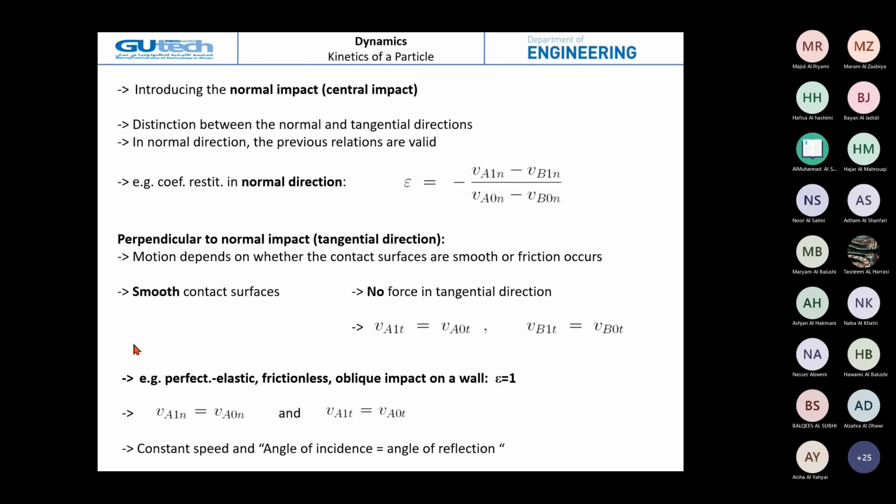In the case of a perfectly elastic, frictionless, oblique impact on a wall, epsilon is equal to 1. In this case, the velocity after the impact will be equal to the velocity before the impact for the normal component. The same will happen for the tangential component. Then it means there is constant speed, and the angle of incidence is equal to the angle of reflection.